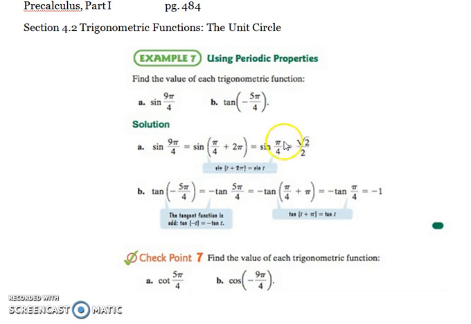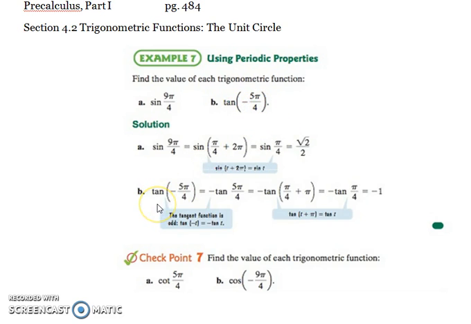So off the circle, the sine of pi over 4 is square root of 2 over 2. Don't always reach for the calculator because the calculator can't do the square root of 2 over 2 for you. And if they want the exact answer, the decimal is not correct. It's rounded. Okay? Tangent of negative 5 pi over 4.